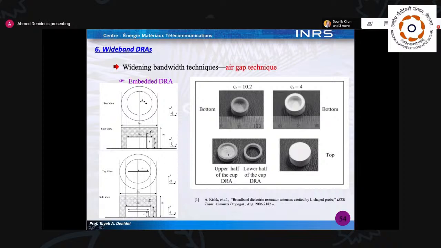This is the feeding, and this is just the design. This work is also from Keshek and his group, broadband dielectric excited by L-shape probe. The L-shape is here, it is the feeding. And we have the air gap here. And we come up with a nice design with a large bandwidth.